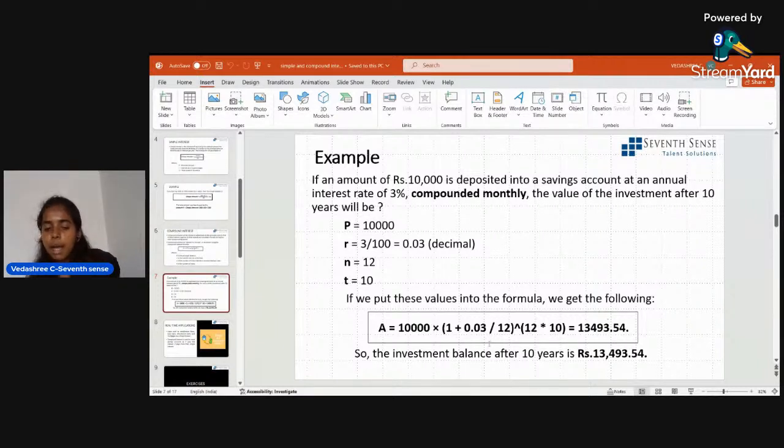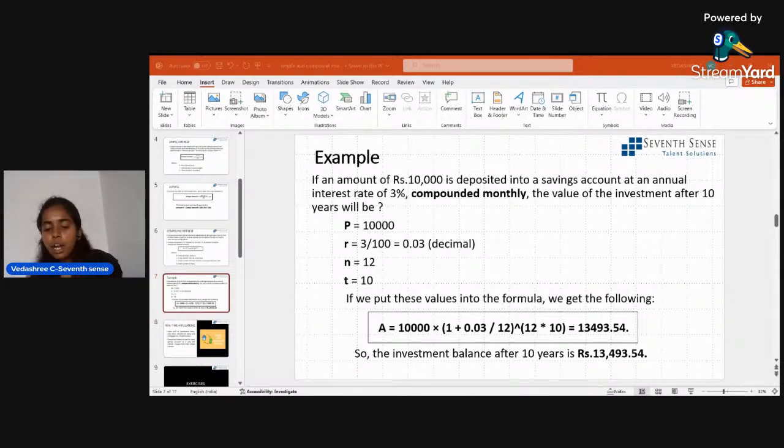So the investment balance after 10 years is this much. That is, 3,493.54 amount has been increased. So this is the compound interest, right? So understood the formula of both simple interest and compound interest?